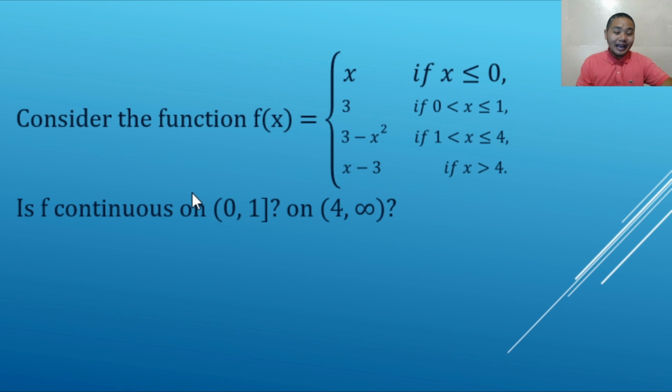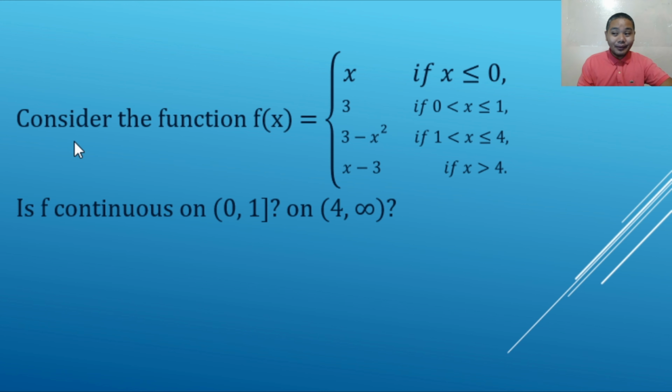This will be our last example. So, consider the function f of x. So, it's isang piecewise function. F of x is x if x is less than or equal to 0. F of x is 3 if 0 is less than x is less than or equal to 1. F of x is 3 minus x squared if 1 is less than x is less than or equal to 4. And f of x is x minus 3 if x is greater than 4.